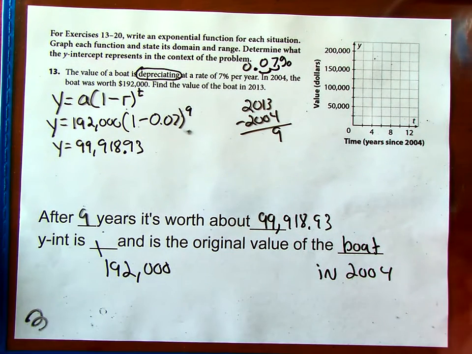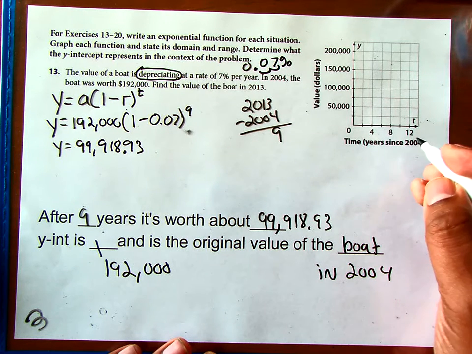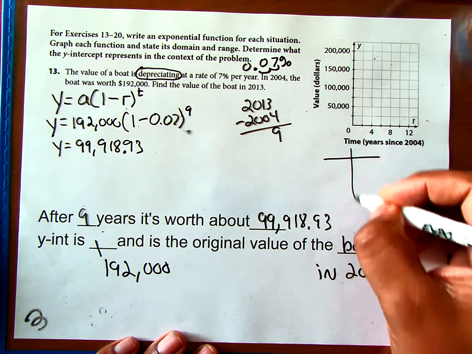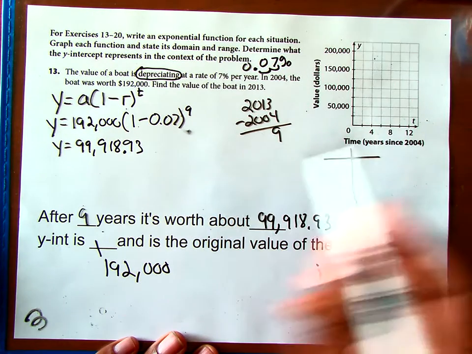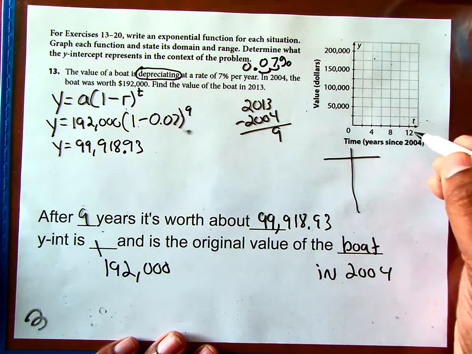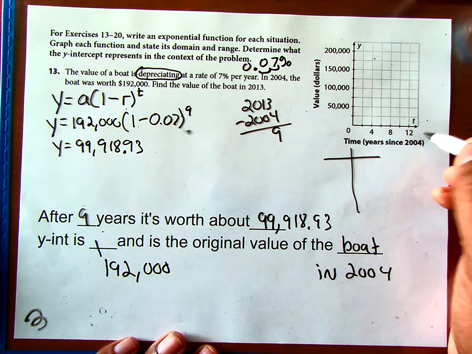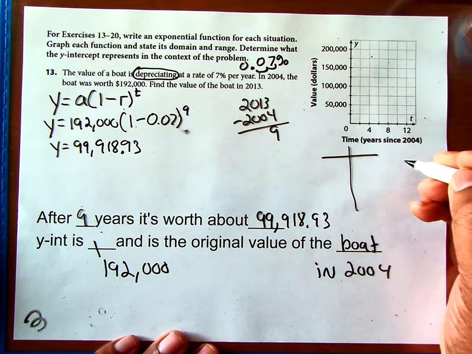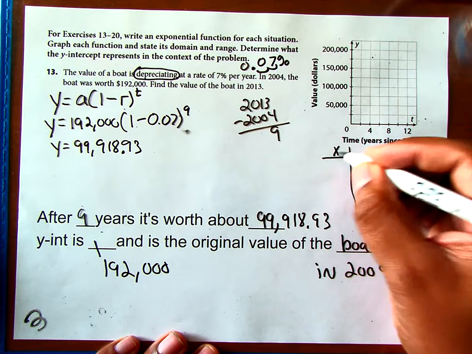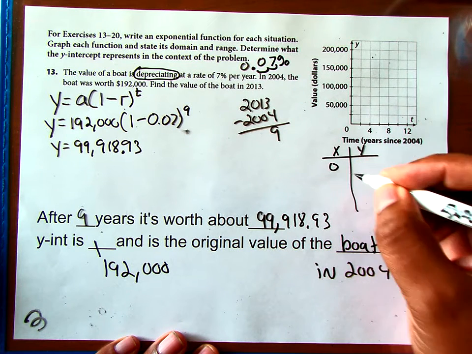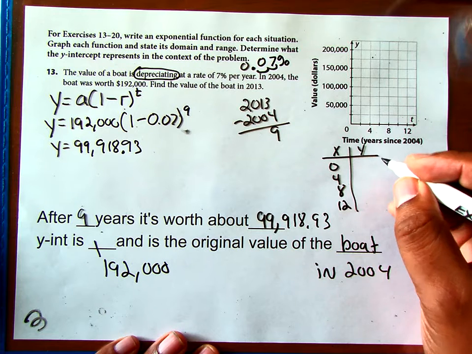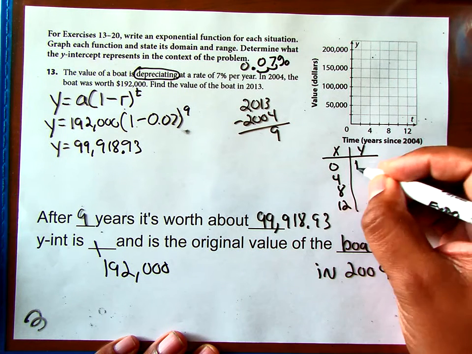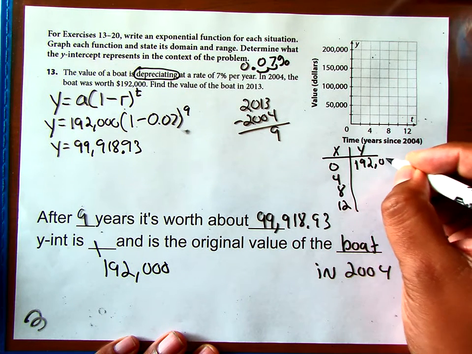Okay, now what we want to do is graph it. So in order to graph, you want to plug in these values for x and then plot them. And you can plug them right in. So instead of plugging in 9, we're going to plug in 0, 4, 8, and 12. And they're going to get us our separate little values here. So when I plug in 0, then 4, then 8, and then 12, what do I get? At 0, I get that original amount here, $192,000.